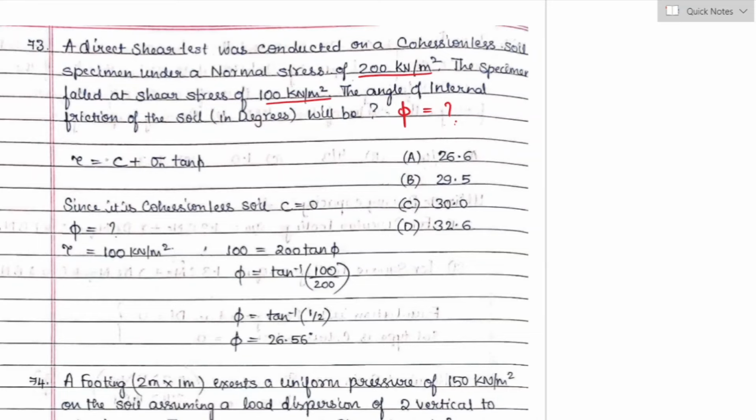We know that shear stress is equal to cohesion plus normal stress into tan phi. Since it is a cohesionless soil, the value of cohesion is 0. Phi is the angle of internal friction we have to find. Shear stress is given as 100 kN per meter square and normal stress is given as 200 kN per meter square. Substituting these values in the above formula, the angle of internal friction will be 26.56 degrees. So option A is the right answer.